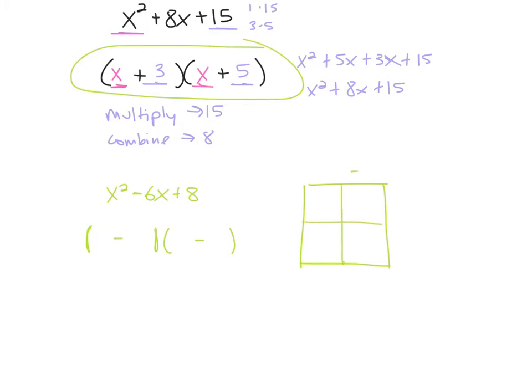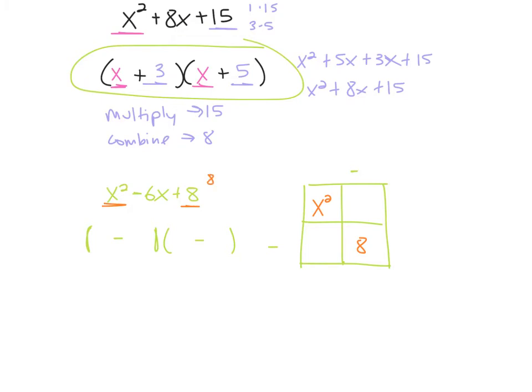All right, now we're going to do this one by using our box method, but in reverse. Okay, so I know these pieces here are both going to be negative. That's where my minus signs come from. Okay, now my x squared term, that piece goes there. All right, my 8, that goes here.